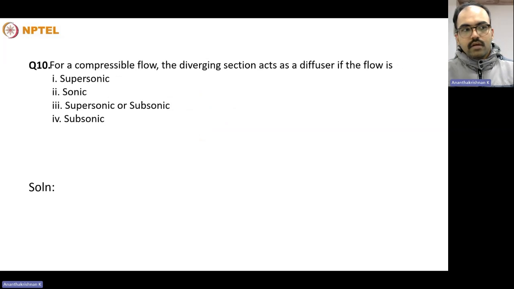For a compressible flow, the diverging section acts as a diffuser if the Mach number is less than 1. It's the opposite of the previous question. In the previous case, we have seen that for a convergent section to act as a nozzle, the Mach number should be less than 1.